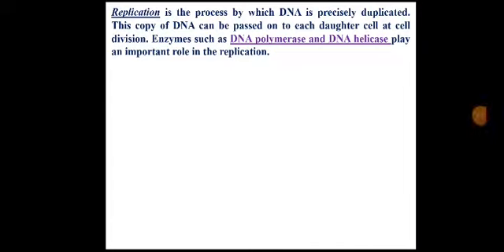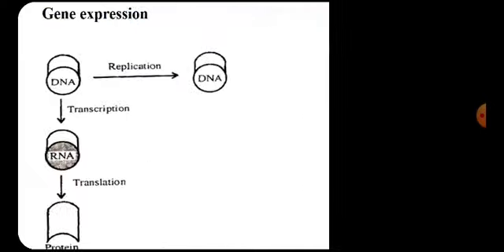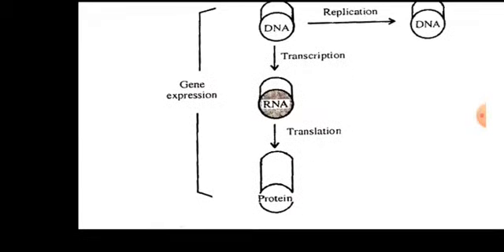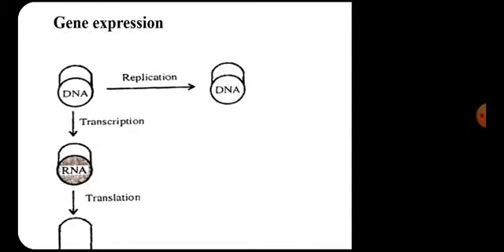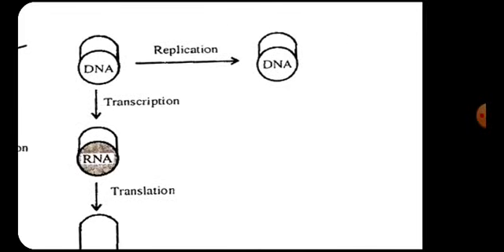Next part is gene expression, that is from DNA to protein, how it happens. So in this diagram you can see the process of replication that we have already studied. Then gene expression is from DNA to protein. So this event happens in two stages.